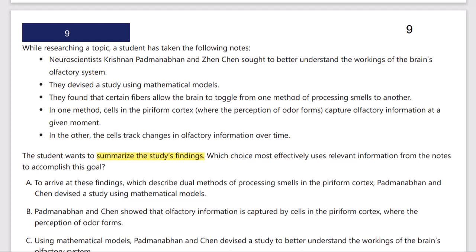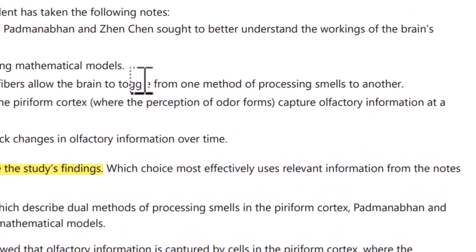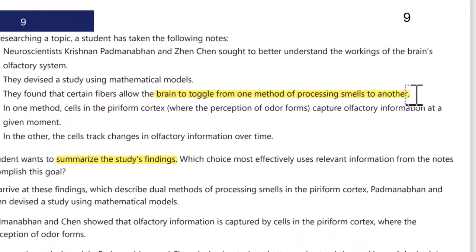Neuroscientists Padmanabhan and Chen sought to better understand the workings of the brain's olfactory system. That's the study itself. They devised a study using mathematical models. That's the method. They found that certain fibers allow the brain to toggle from one method of processing smells to another. There we go. There are the findings. The brain can toggle from one method of smelling to another.